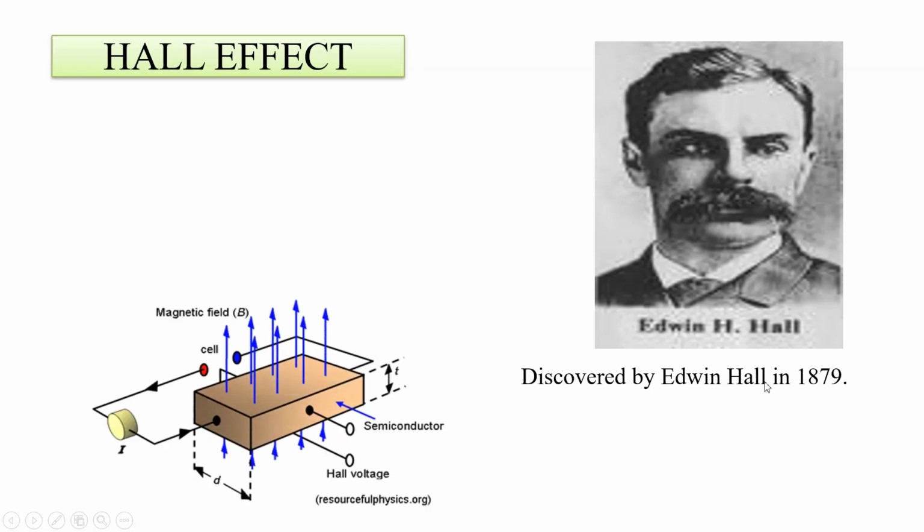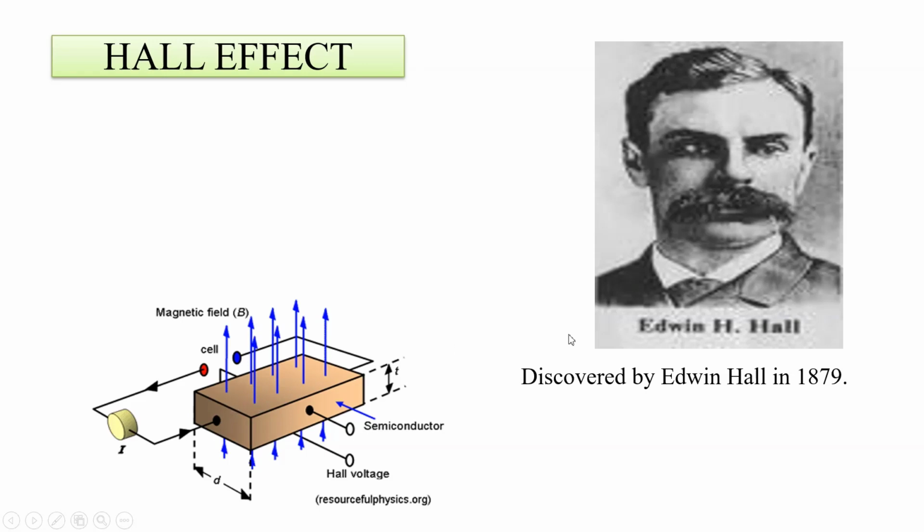Here you may see in this image a semiconductor sample material, which has a certain thickness T, a certain width D, and length L. To this sample material we apply a magnetic field. You can see these blue lines; this is the direction in which the magnetic field is applied. And normal to this magnetic field, we are passing an electric current through this sample.